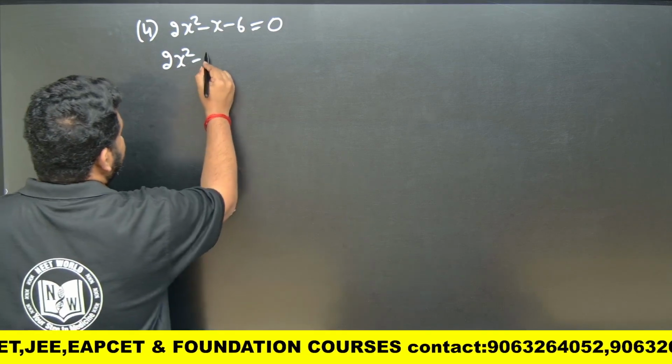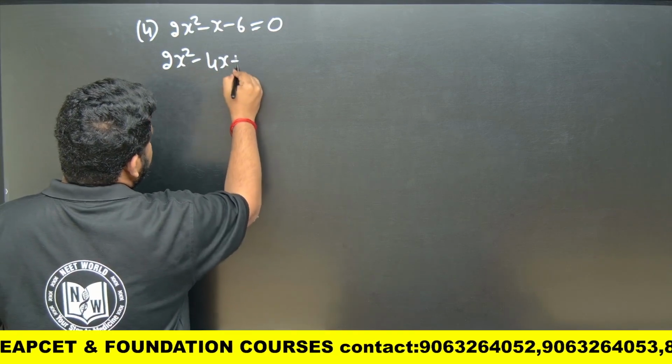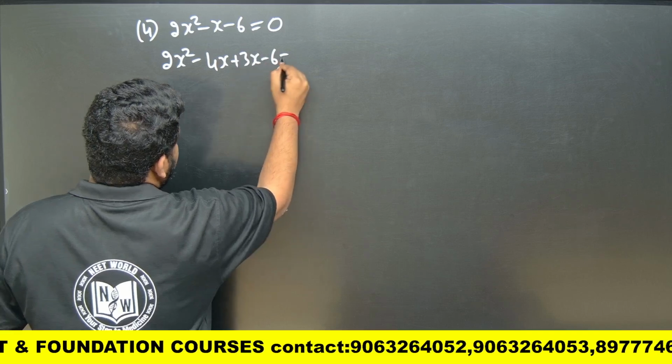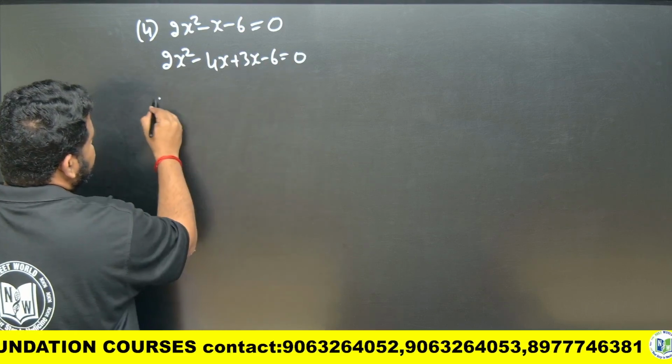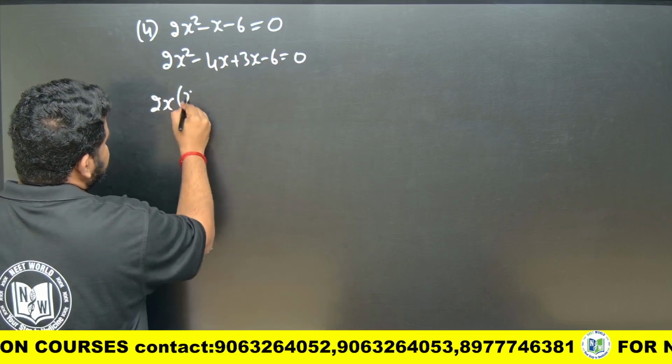2x square minus 4x plus 3x minus 6 is equal to 0. I can take 2x common here. This becomes x minus 2.